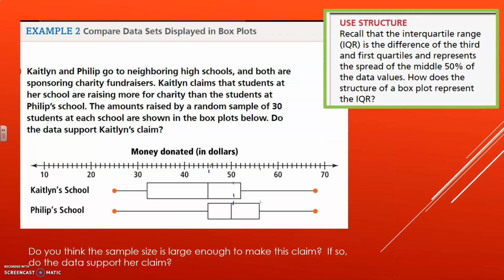Okay, so the second thing we want to look at today is what if we have data that's represented in the box plots we learned about. Okay, and so we'll look at this first example of comparing data sets displayed in box plots.